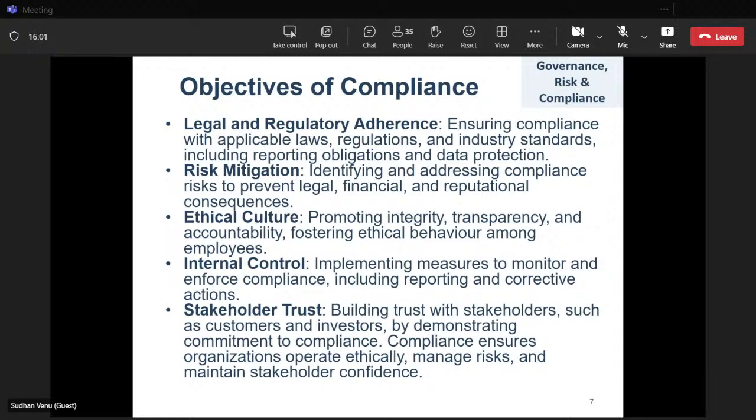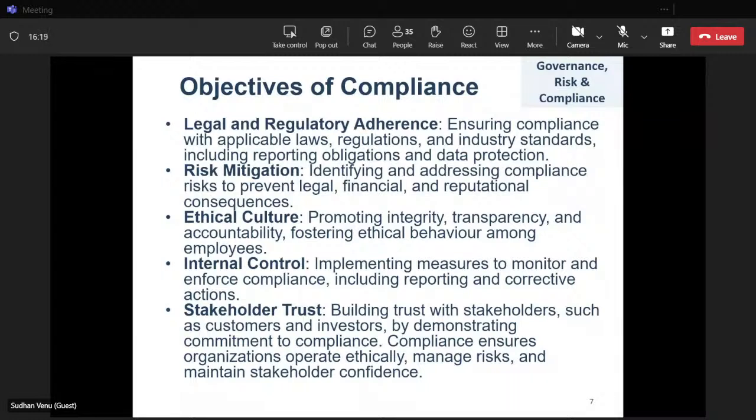And another objective is for internal control, which is implementing the measurements to monitor and enforce compliance, including the reporting and corrective actions that we have taken in the internal control.